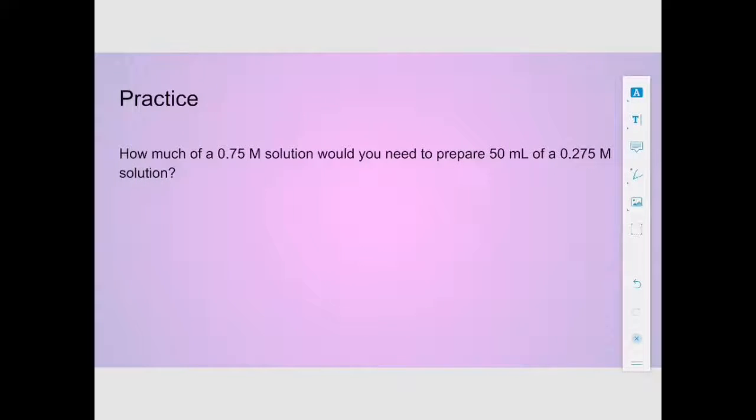So let's look at our first practice problem here. How much of a 0.75 molar solution will you need to prepare 50 mL of a 0.275 molar solution? All right, so we have our molarity. Our first molarity is right here. I'm going to go ahead and write M1 right there. But it's also asking us here how much, and we don't know how much yet. We haven't solved it. So that's going to be V1. Then over here, we'll have our volume. This is V2. And then we've already got this molarity right here, so this is going to be M2.